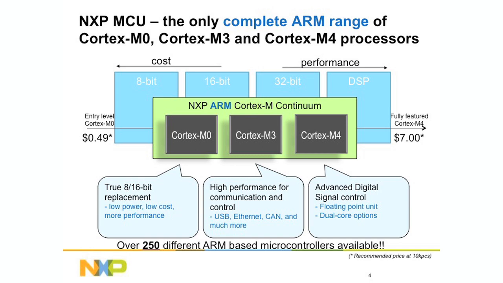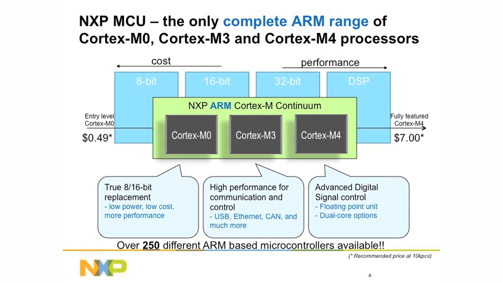So we believe that the M0 platform is a true replacement for 8 and 16-bit. And we'll talk about that in the subsequent slides. Cortex-M3 is where we are pushing the bar on performance. And we're also bringing in more communication peripherals, more integration into a single chip solution. And then finally, we have Cortex-M4, which focuses on advanced digital signal control. We also bring in a dual core solution with M4, so we have an M0 and an M4 on the same chip.